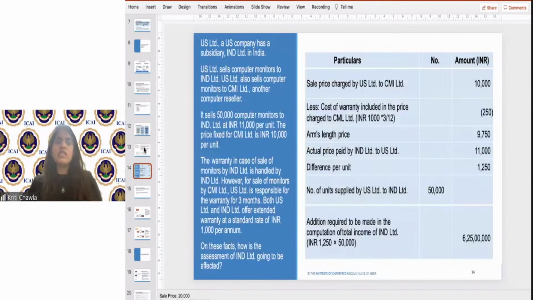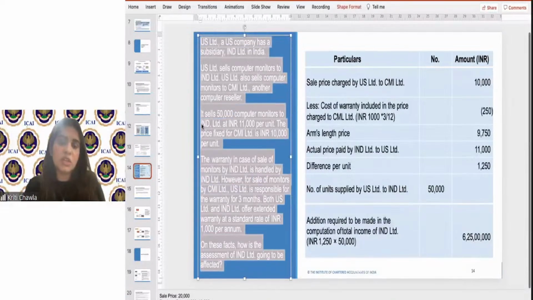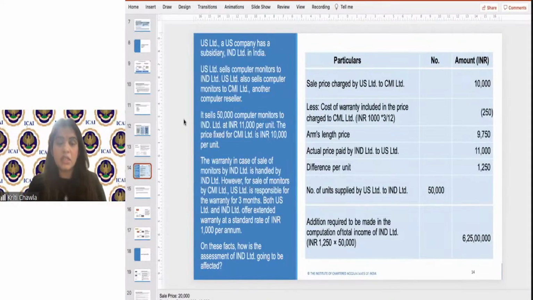Okay, let's go on to the second question, which is this. Please take 1 minute to read through this particular question, and then we'll solve it together, and then I'm going to explain it. Please take 1 minute to read through the question.